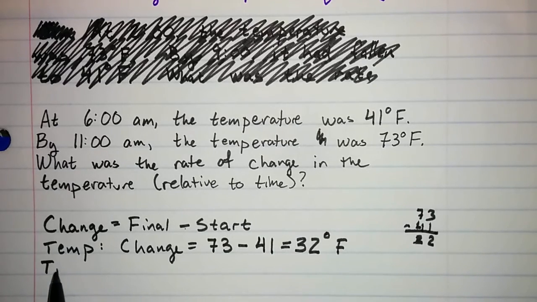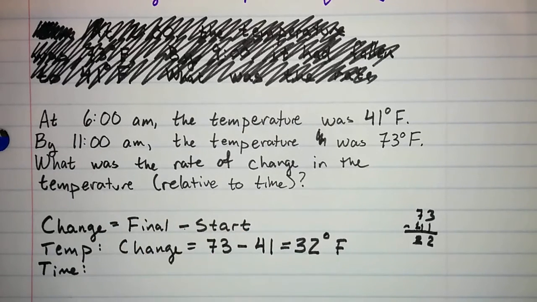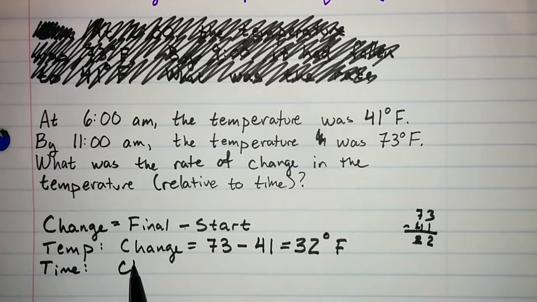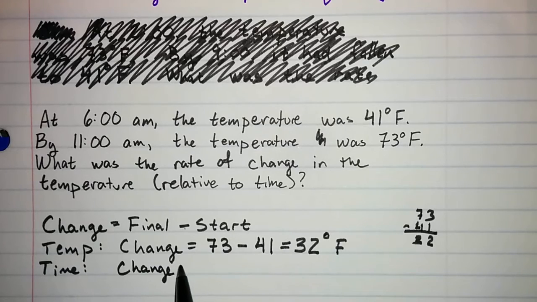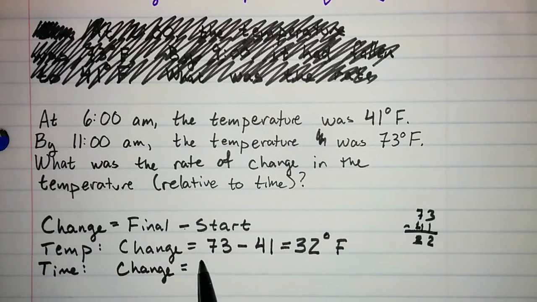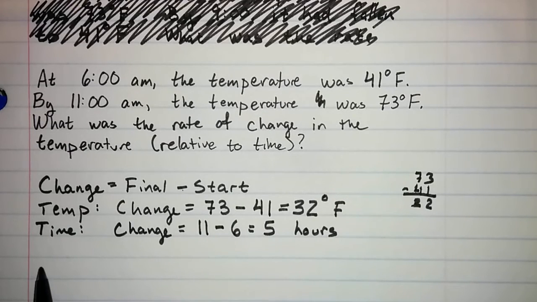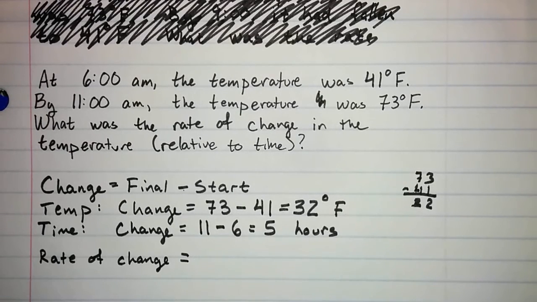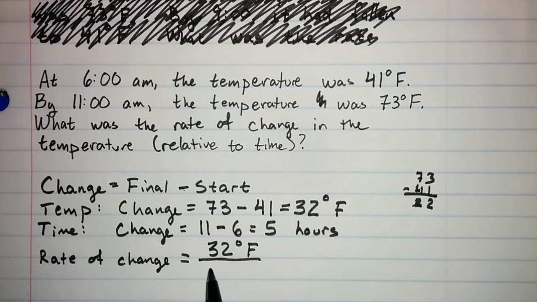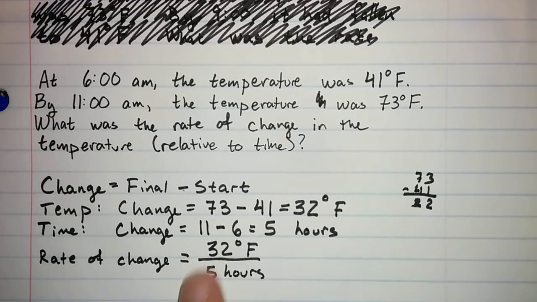For the time, these are different times in the morning of the same day, so we can do arithmetic to them. The change is 11 o'clock minus 6 o'clock equals 5 hours. And so the rate of change is the change in temperature over the change in time. We could simplify this if we liked, but we don't have to.